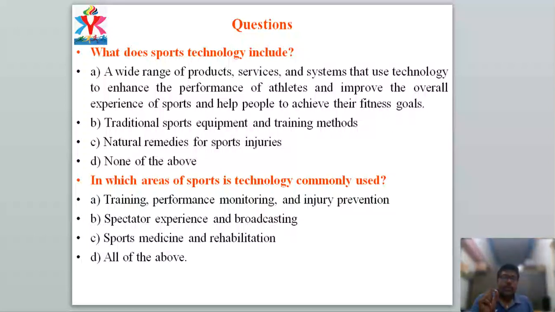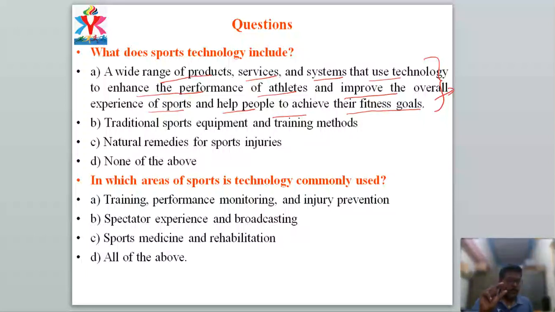So option A: a wide range of products, services, systems that use technology to enhance the performance of athletes and improve the overall experience of sports and help people to achieve their fitness goals. So these are all related to the enhancements of the sport. If you talk about the services or products, systems with the help of technology, these all work towards the ultimate goal to develop or enhance the performance of an athlete, right? Based on that, and improving the overall experience of sport and helping people to achieve their fitness goals. So each and every aspect is directly connected to sports technology, directly included in sports technology, right?